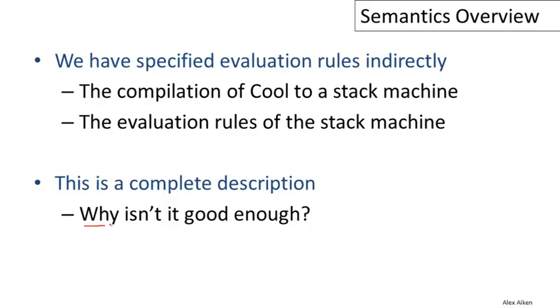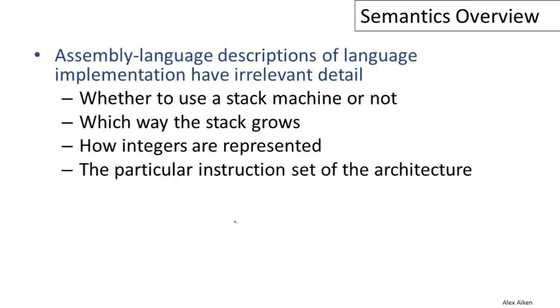And the question then is, why isn't that good enough? Why isn't just having a code generator for the language already a good enough description of how the code is supposed to be executed? The answer to that is maybe a little hard to appreciate without having written a few compilers. But in a nutshell, people have learned through hard experience that assembly language descriptions of language implementations have a lot of irrelevant detail.